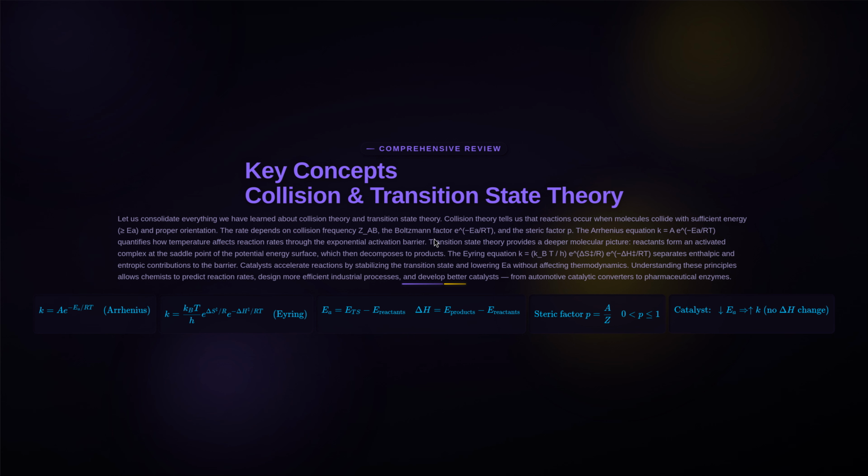Transition state theory provides a deeper molecular picture. Reactants form an activated complex at the saddle point of the potential energy surface, which then decomposes to products. The Eyring equation separates enthalpic and entropic contributions to the barrier. Catalysts accelerate reactions by stabilizing the transition state and lowering the activation energy without affecting thermodynamics.